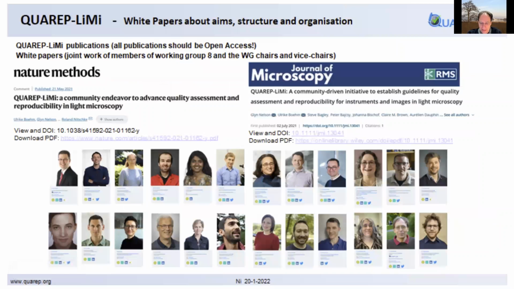So we came together as a crowd, and you will see the crowd is a little bit different compared to the other one, because we try to bring together different communities which are usually not always working together. So, we published 2 white papers, a shorter one in Nature Methods and a longer version of it in Journal of Microscopy. And more or less it was the work of people working in the so-named work group 9 of QUAREP-LiMi and all the chairs and co-chairs in the working groups.